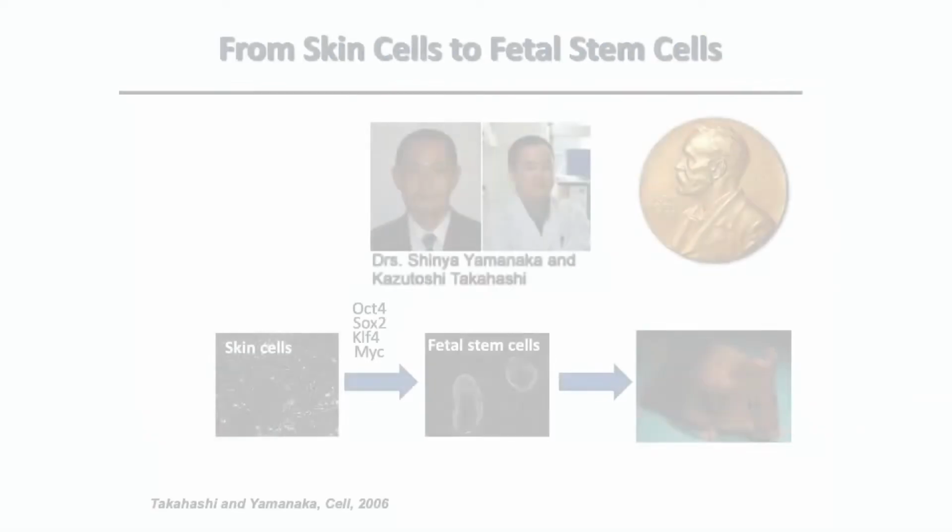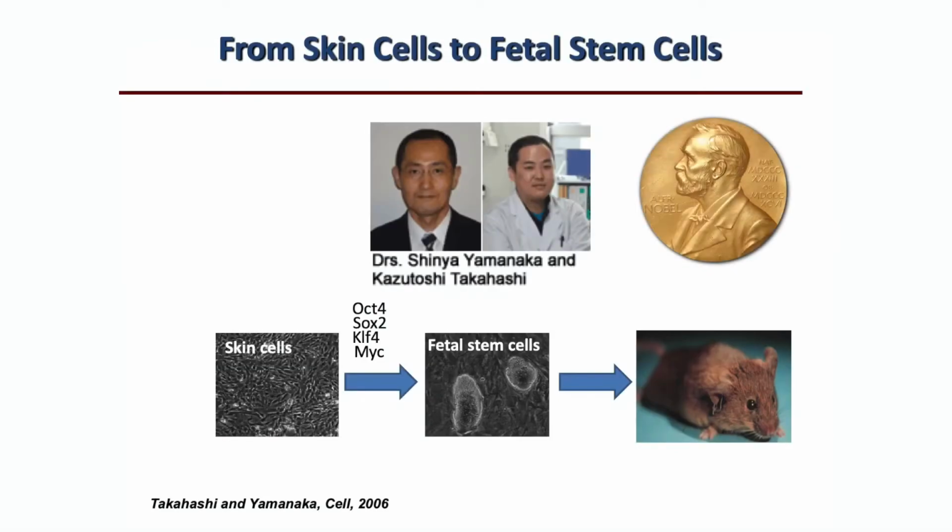And our discovery was made firstly by an amazing, groundbreaking discovery made by 2 Japanese scientists, Takahashi and Yamanaka, who taught us in 2006 that you can take skin cells, introduce into these skin cells 4 genes, and after 3 weeks, you can get fetal stem cells. These fetal stem cells look and behave exactly like embryo-derived fetal stem cells, and you can also generate an entire mouse from these cells. However, these cells cannot produce placenta and umbilical cord.